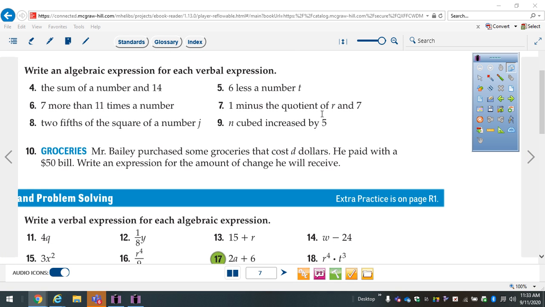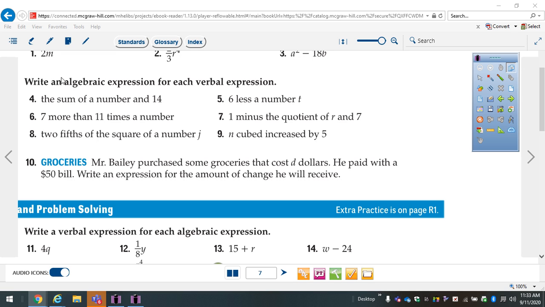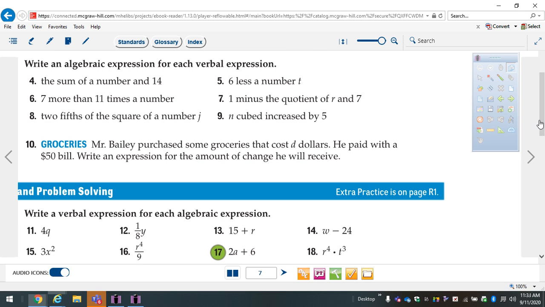Okay, so let's come on here to number, write the directions also, guys. Write an algebraic expression for each verbal expression. Okay, so write that one out. Write an algebraic expression. Go ahead, do number 4. Okay, write them down and answer them. And you can put the answer for number four.